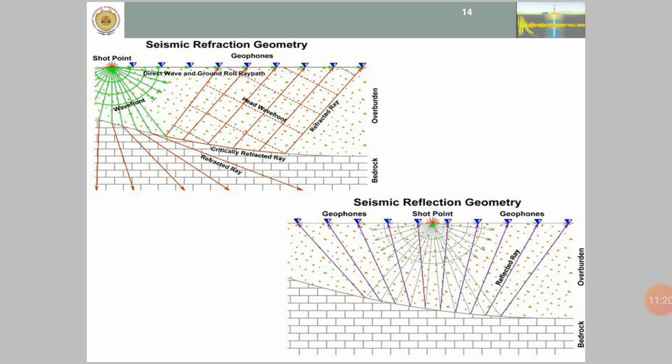Now in case of refraction, we have already told that it is needed to understand the depth to the low velocity zone. The time distance curve prepared from the refraction is important to understand the first break. So the direct wave and the first breaks, the refractions, are utilized in order to understand how many layers are there in the low velocity zone.